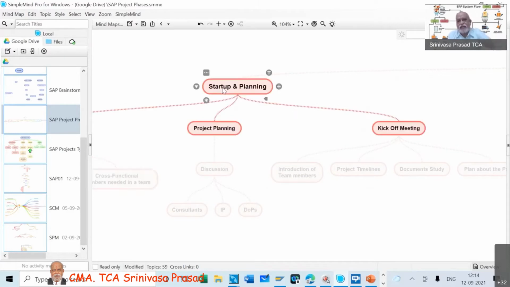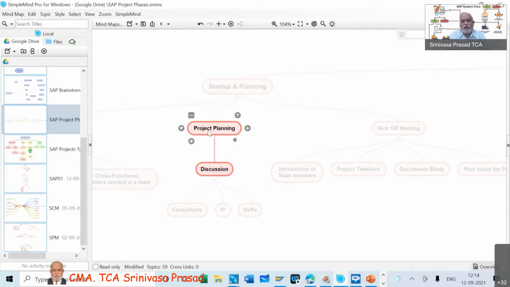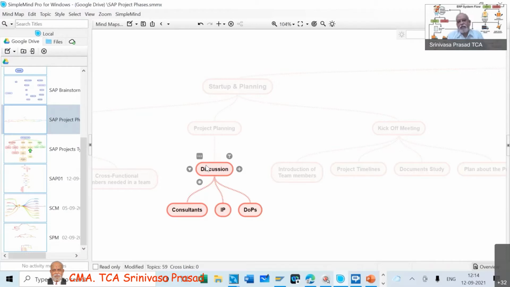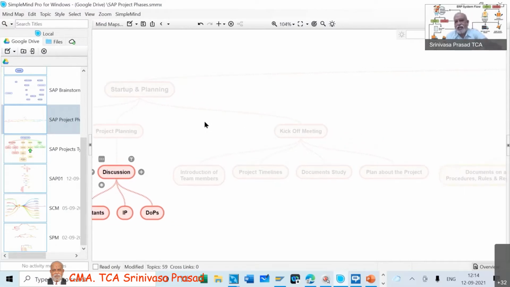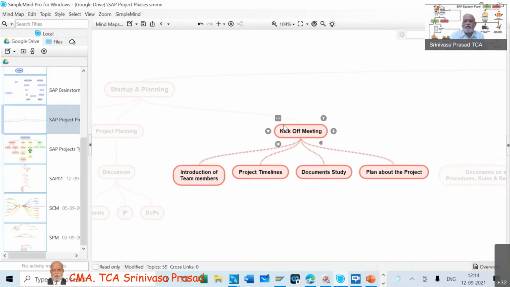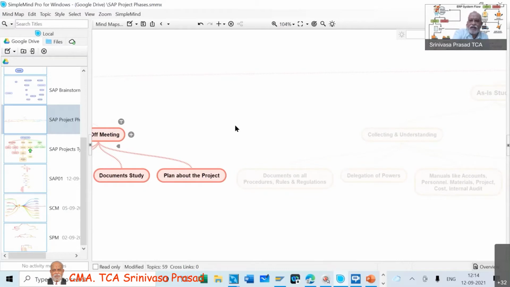And once that is done, then we have the project planning. We have a discussion, and during the discussions, the consultants, the implementation partner, all the department people and the delegation of powers, everything should be available in these initial discussions. And we will have the kickoff meeting, where the introduction of the team members, project timelines, document study, and the plan about the project, all these things will have to be done.